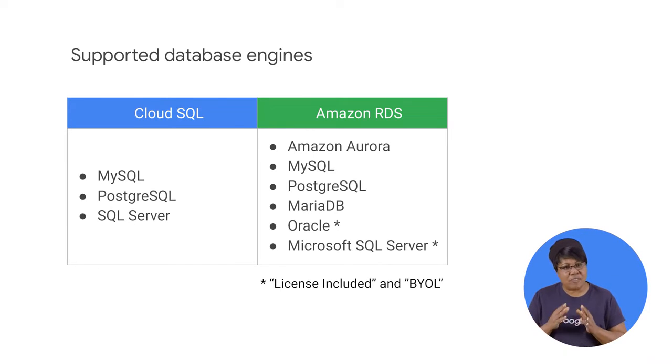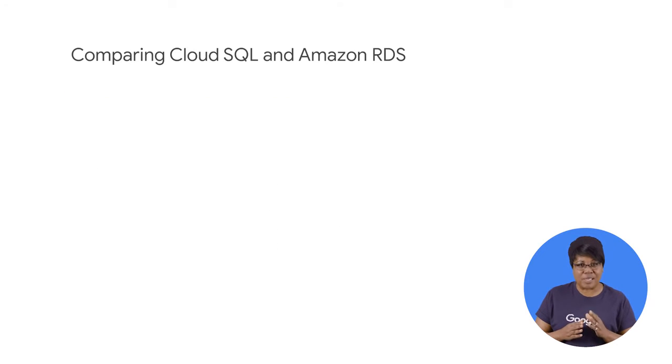Cloud SQL is a fully managed relational database service for MySQL, PostgreSQL, and SQL Server. Amazon RDS supports Amazon Aurora, MySQL, PostgreSQL, MariaDB, Oracle, and Microsoft SQL Server. Let's compare Cloud SQL and Amazon RDS.